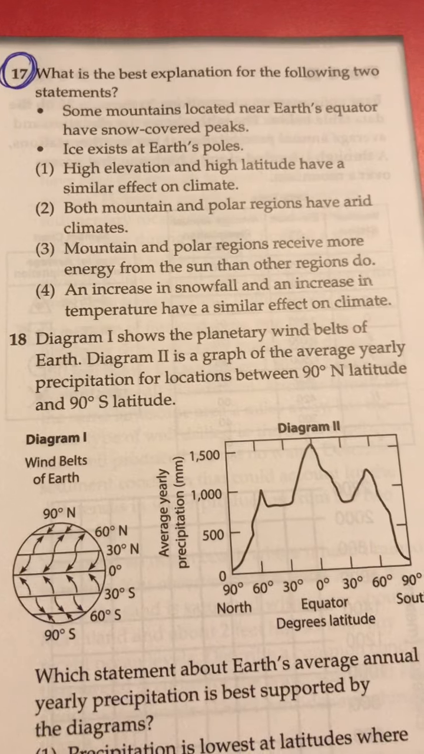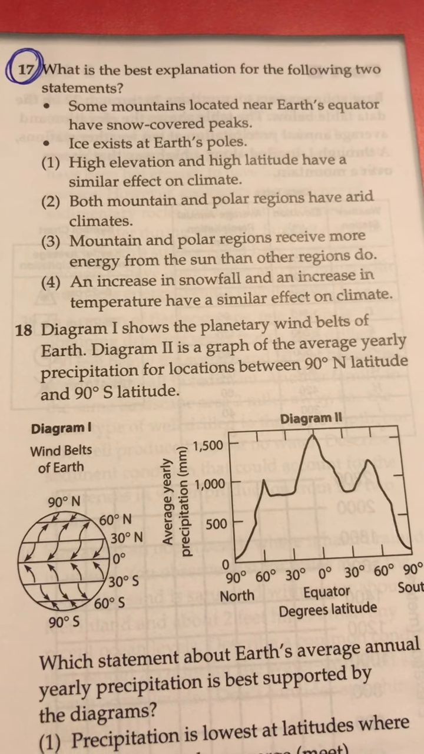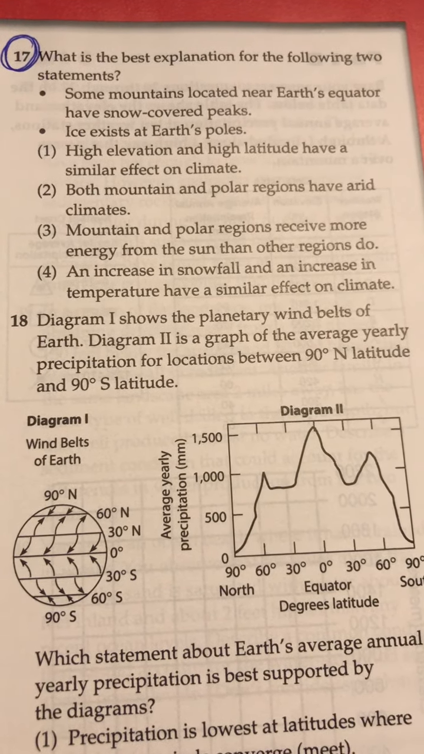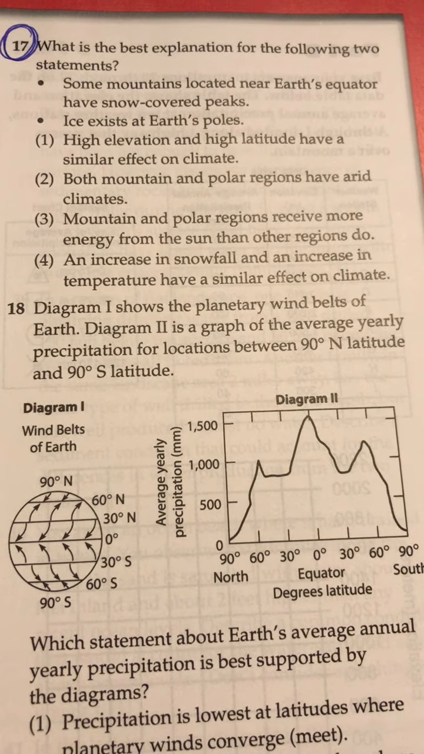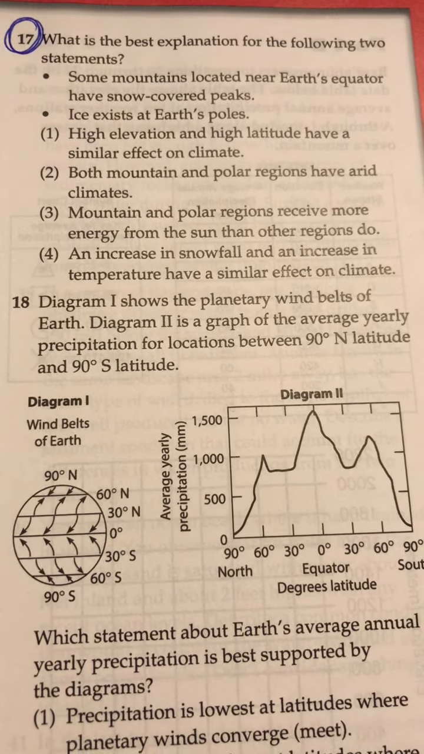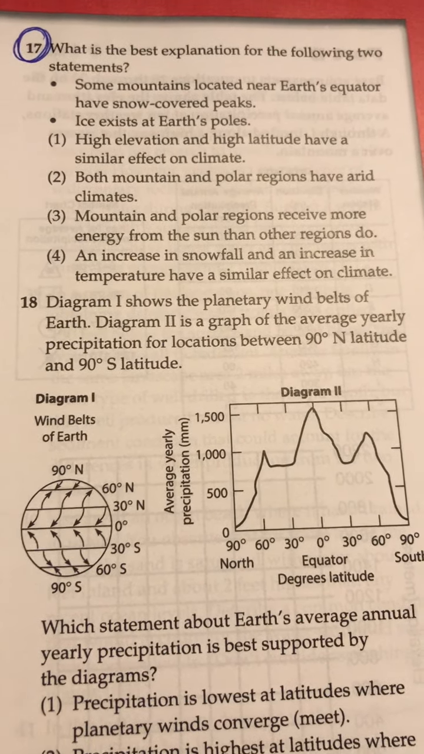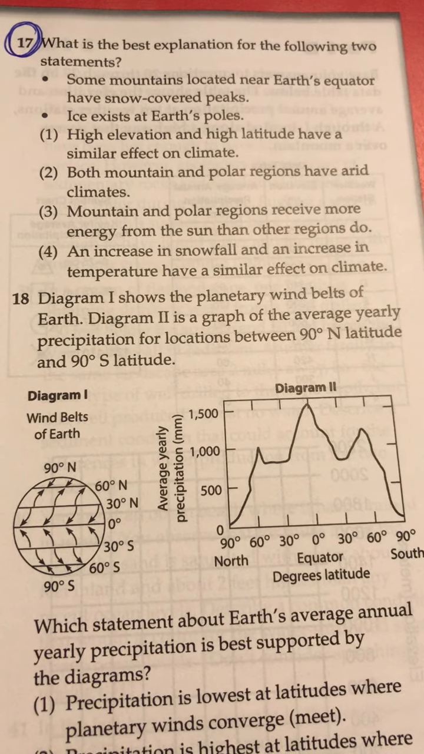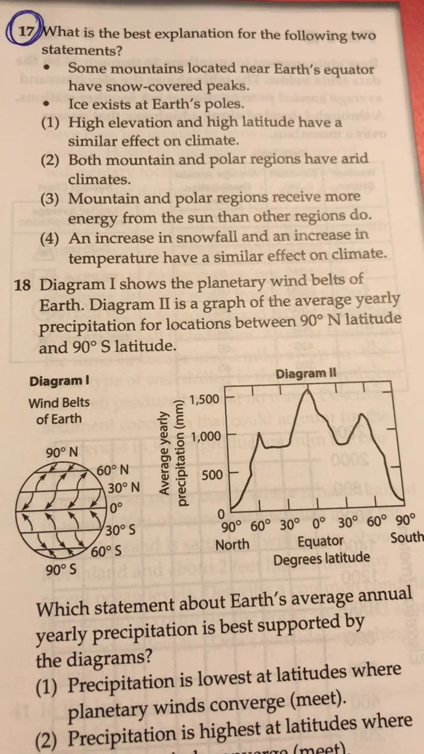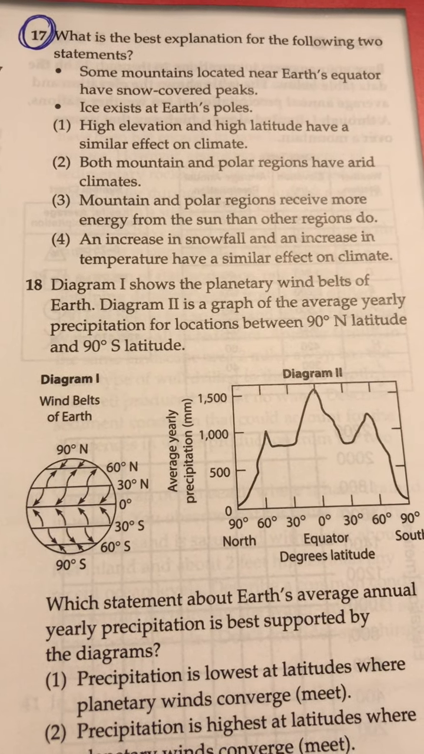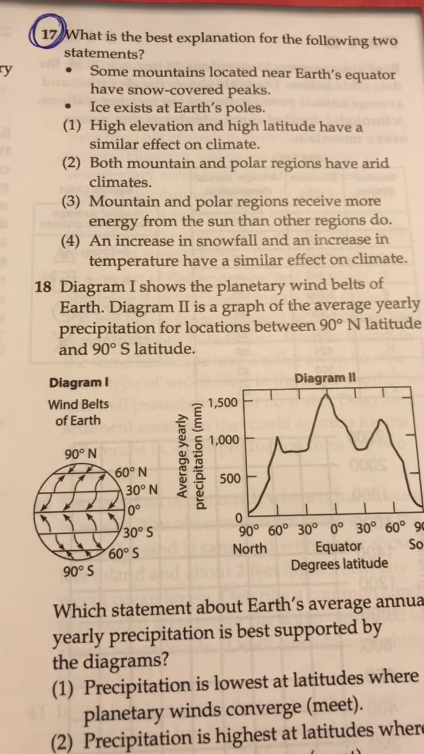For your last question, you have to turn a couple pages to get yourself to number 17 on page 177. What is the best explanation for the following two statements? Some mountains located near Earth's equator have snow-covered peaks. Ice exists at Earth's poles. 1. High elevation and high latitude have a similar effect on climate. 2. Both mountain and polar regions have arid climates. 3. Mountain and polar regions receive more energy from the sun than other regions do. Or 4. An increase in snowfall and an increase in temperature have a similar effect on climate.